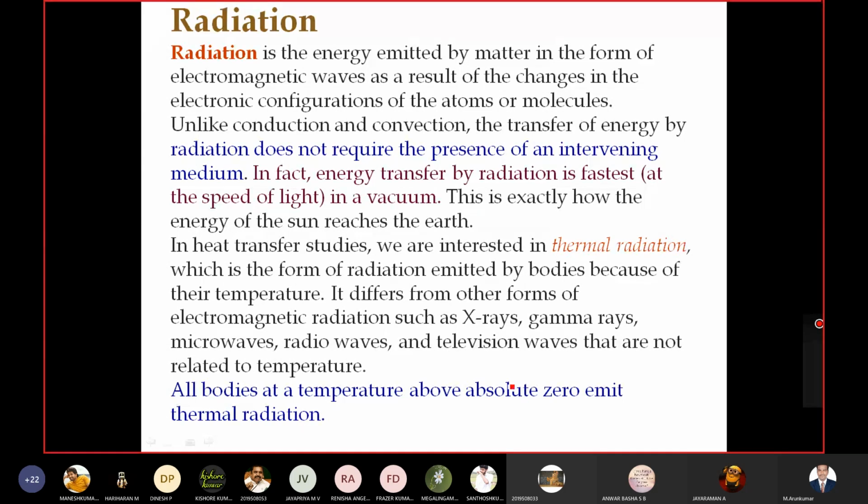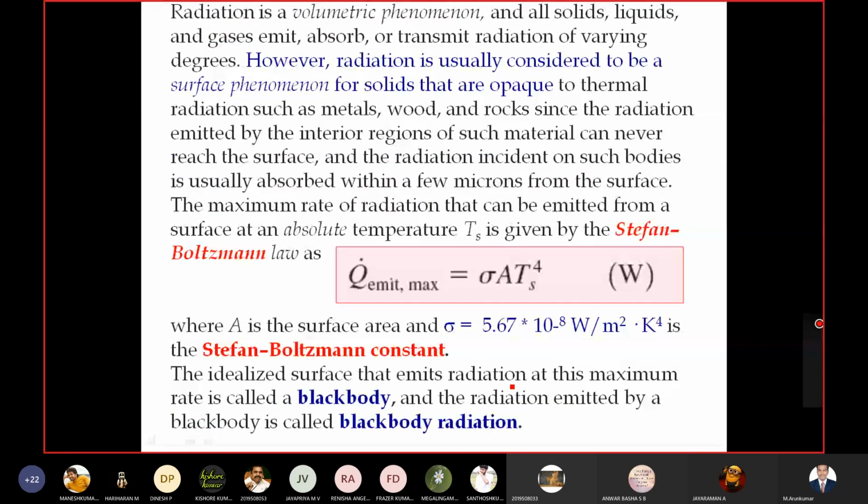Then radiation is a volumetric phenomenon, and all solids, liquids, and gases emit as well as absorb or transmit radiation to varying degrees. However, radiation is usually considered to be a surface phenomenon for solids that are opaque to thermal radiation such as metals, woods, and rocks. The radiation emitted by the interior regions of such materials can never reach the surface, and the radiation incident on such bodies is usually absorbed within a few microns from the surface.